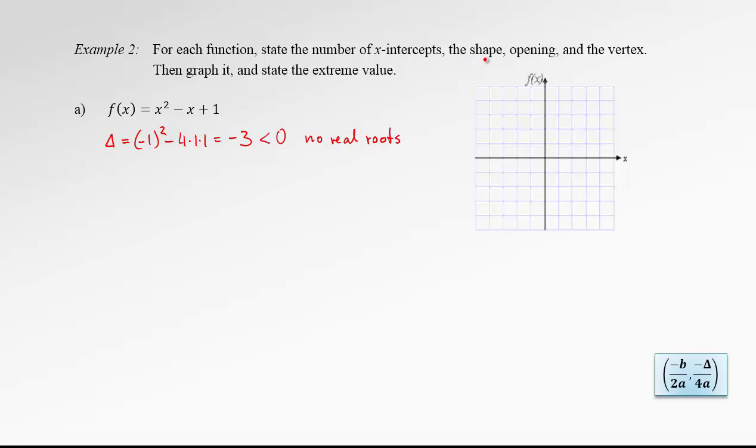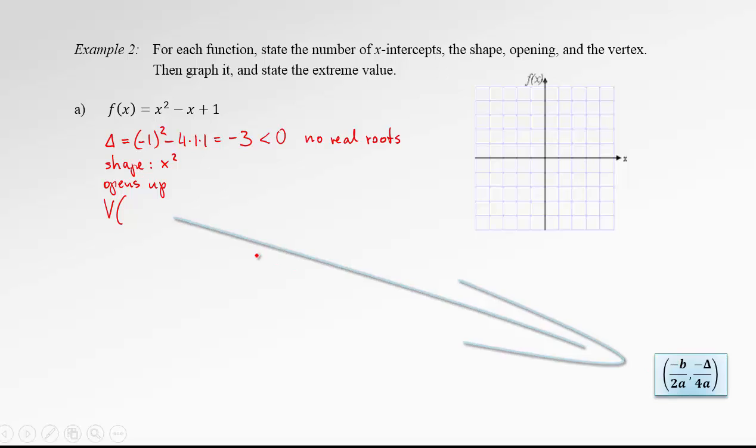Okay. The shape. The shape of our parabola is that of the leading term. So the shape is of x squared, the basic parabola. Opening: which way does it open? Yes, it opens up because the leading coefficient is positive. And the vertex. The vertex has coordinates.